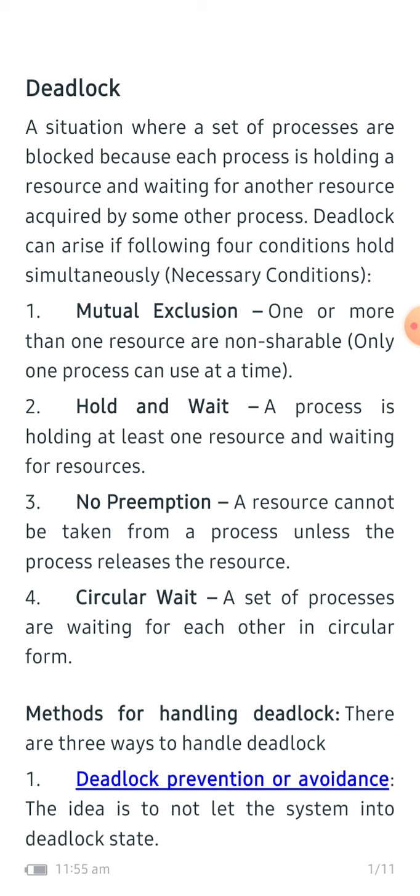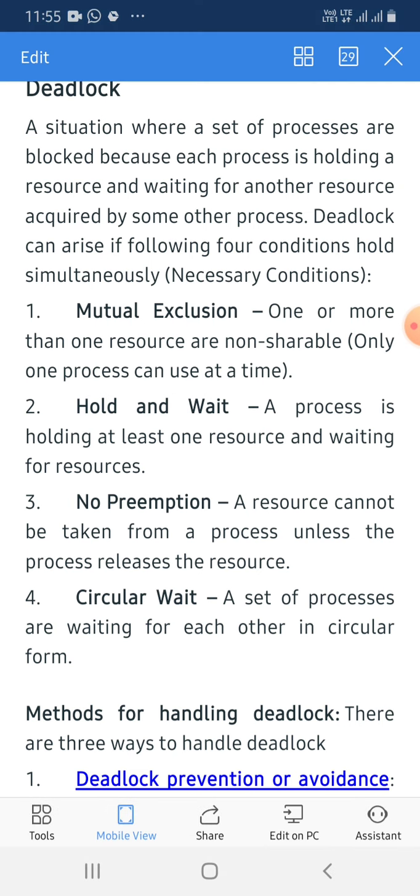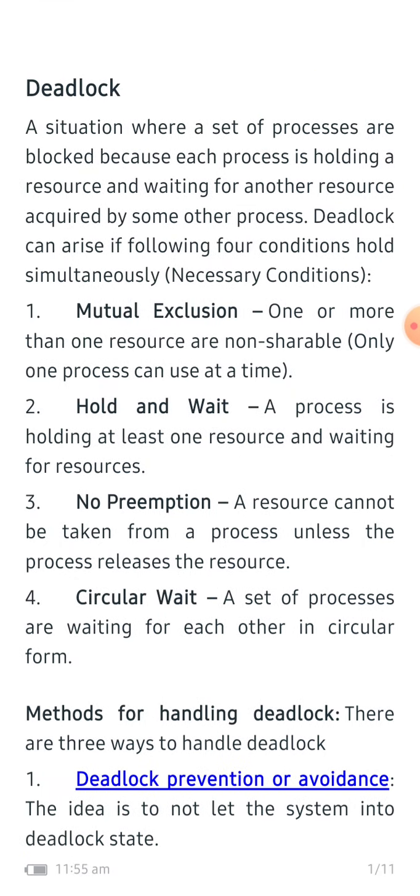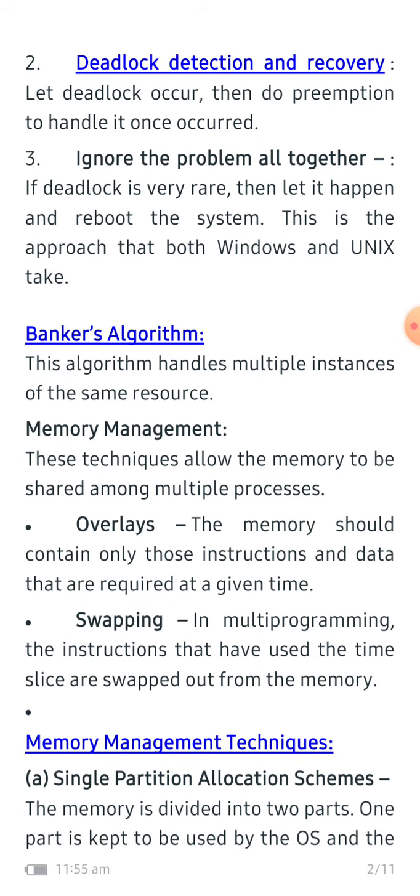Next, methods for handling deadlock. There are three ways to handle a deadlock. First way is deadlock prevention or avoidance. The idea is not to let the system into a deadlock state.